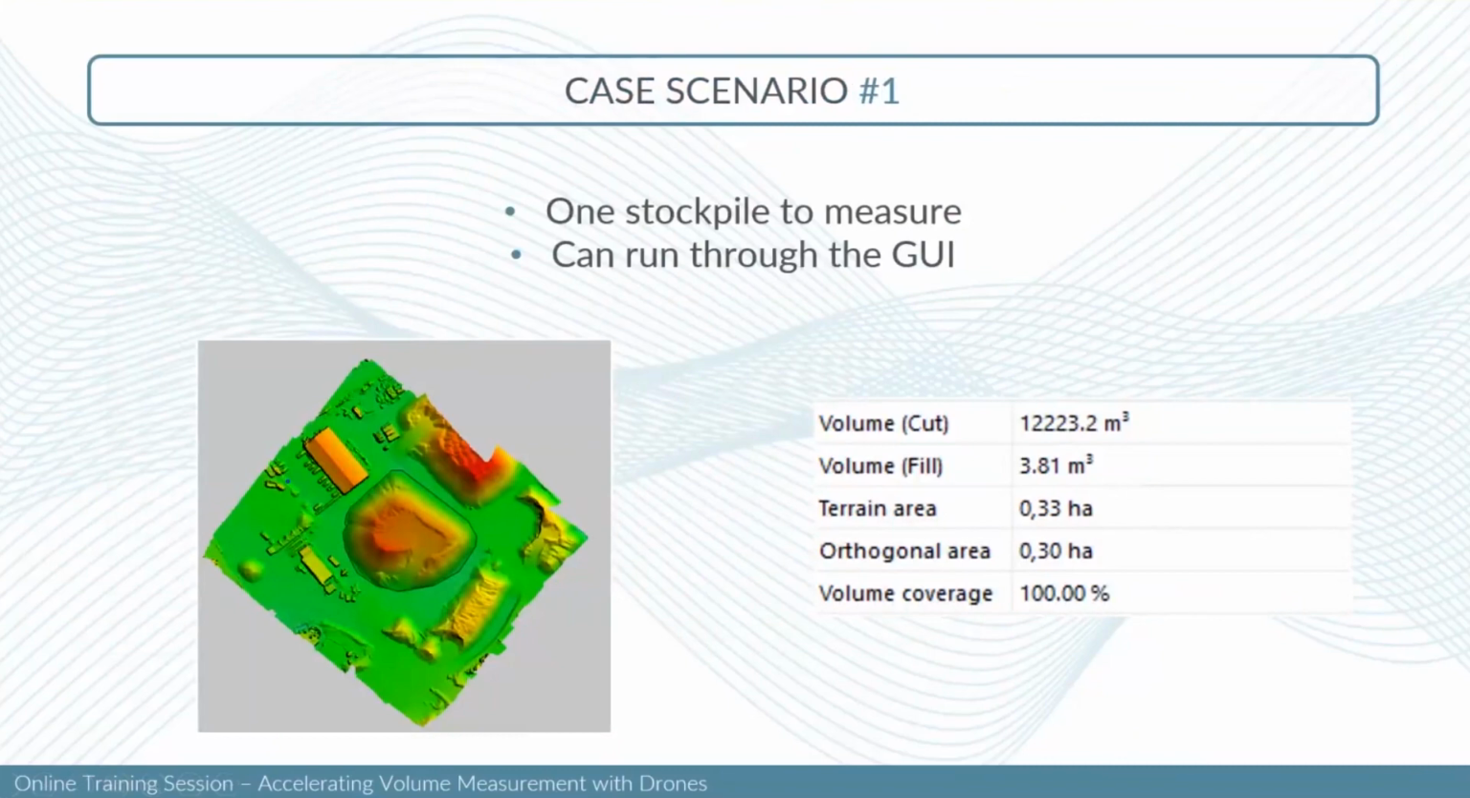So you only have one area that you want to map. So it's quite the easiest case to do. You can either draw your shapefile within Correlator 3D, and as I showed before, you will have the volume cut, the volume fill, and all the other information. And this scenario can be run within the graphical user interface.